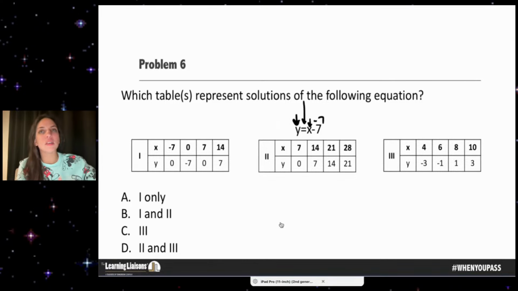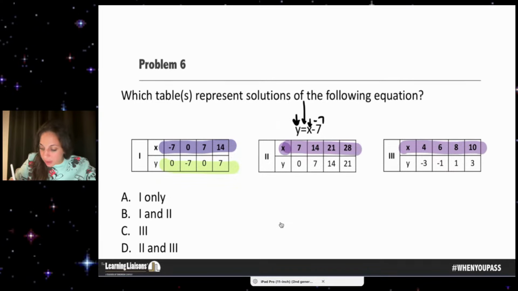Now, this method doesn't work as well if it's like 1/2 x plus 4 or whatever. It still works, but it's not nearly as cut and dry. So literally, I can take the x values and subtract 7, and it should equal the y values. Take the x values, subtract 7, and every single one of them should equal the y value if the table matches the equation. So let's test it.